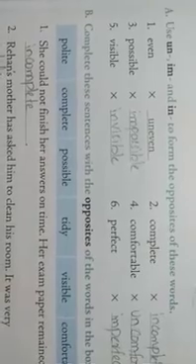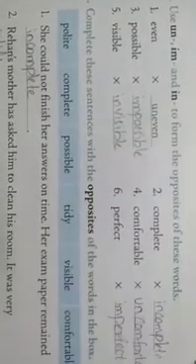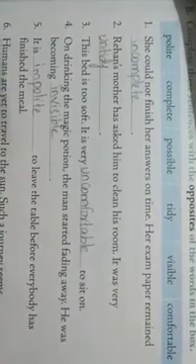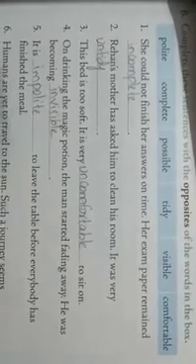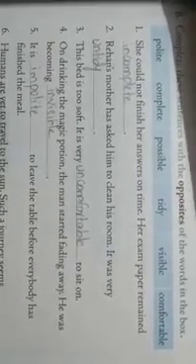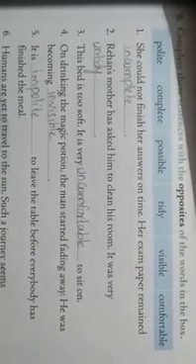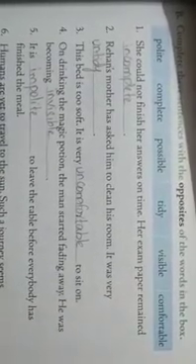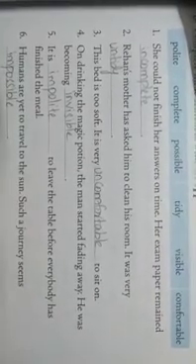Now these opposite words we should use in the sentences. Now let us complete these sentences. Complete these sentences with the opposites of the words in the box. The words are polite, complete, possible, tidy, visible, comfortable. So complete the first one, that is, she could not finish her answers on time. Her exam paper remained incomplete.